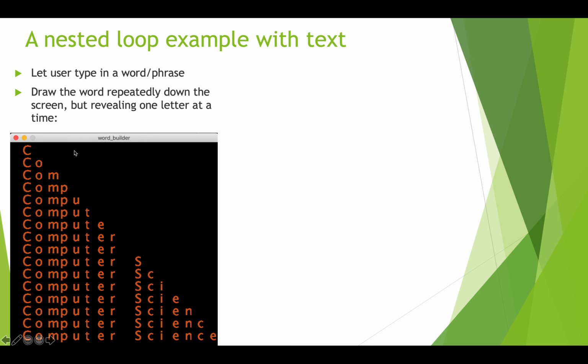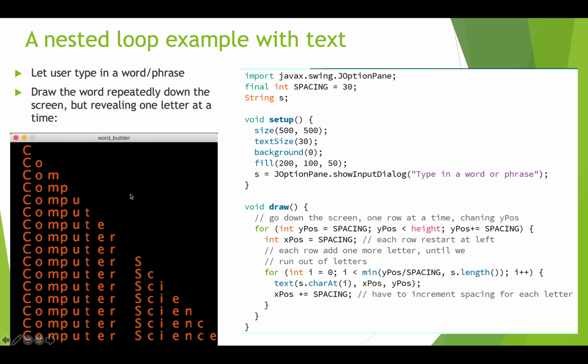And so this image right here, which takes the phrase computer science and at the top just draws the C, and then the CO, and then the COM, etc., is created by this code here. We'll just go through this quickly. This gives us an option pane, and we're going to get a word or phrase from the user. It's going to be stored in S. And we've got some stuff here to set up the text size and our text color and a background of black.